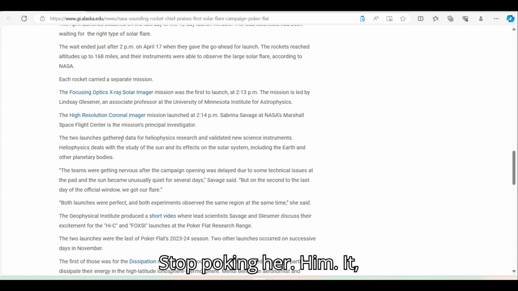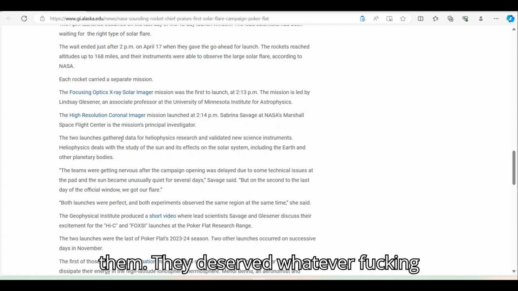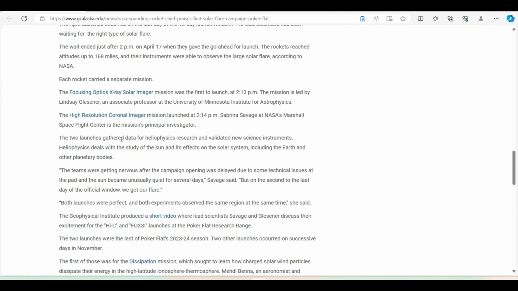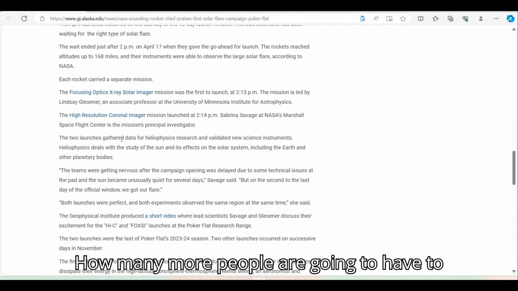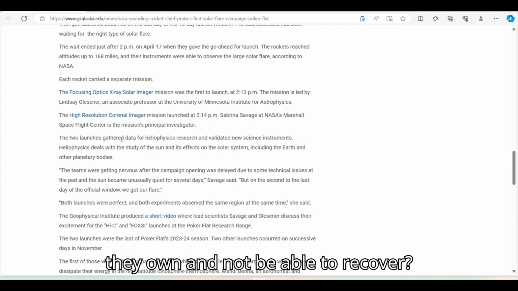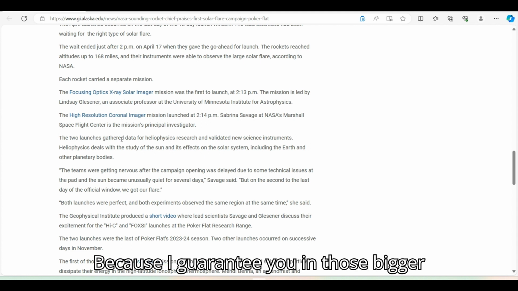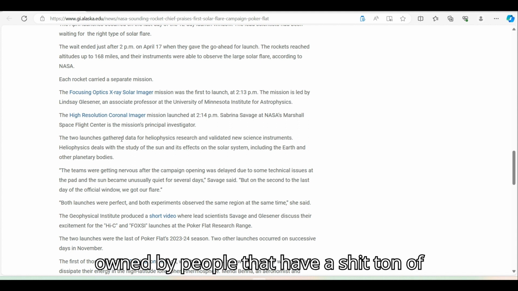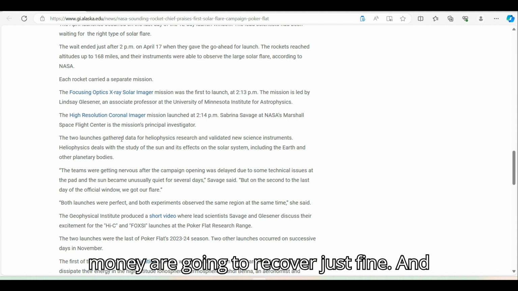Stop poking her, him, it, them, they, zer, z, whatever fucking pronoun Mother Nature might identify as. I mean, fuck. Come on. How many more people are going to have to die? How many more people are going to have to suffer and lose everything that they own and not be able to recover? Because I guarantee you, in those bigger cities, the bigger buildings and these other properties that are owned by people that have a shit ton of money are going to recover just fine.